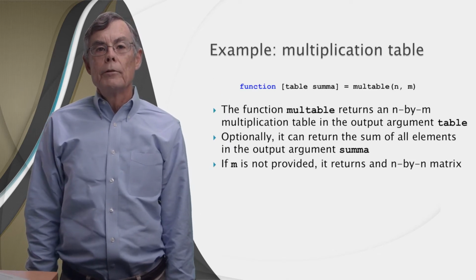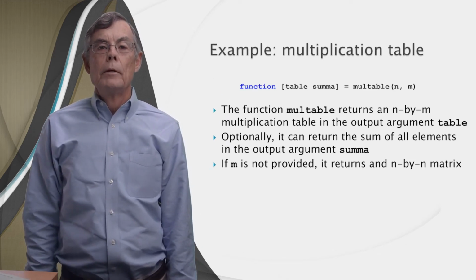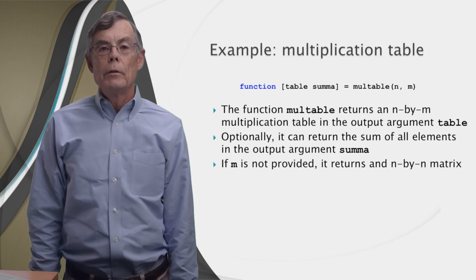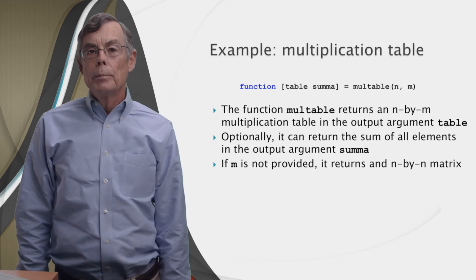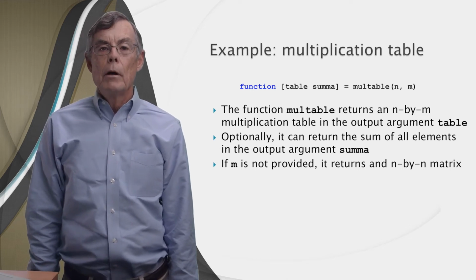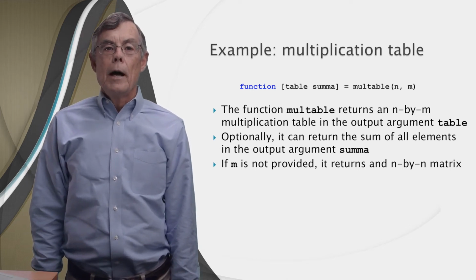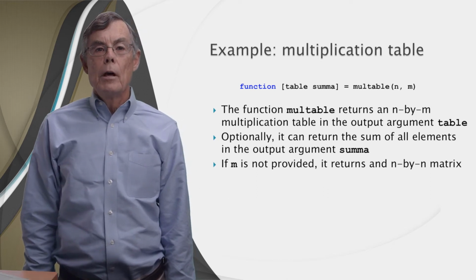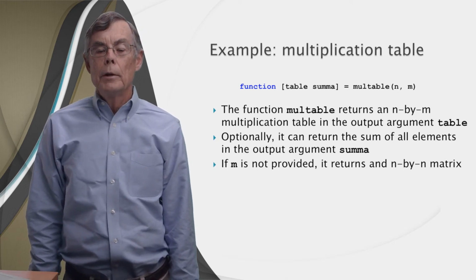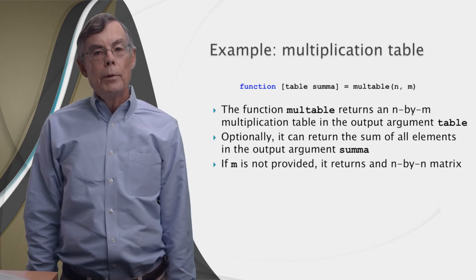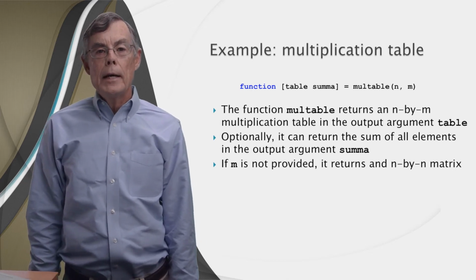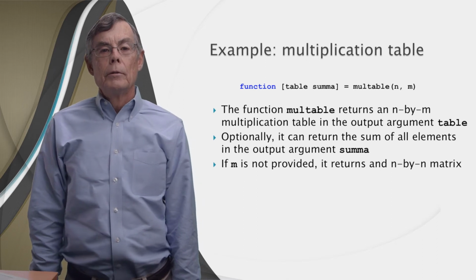Here's the function declaration of a function called multtable with 2 output arguments and 2 input arguments. It returns an n by m multiplication table in the output argument called table. Optionally, it can also return the sum of all elements in the output argument in the variable summa. If it's called with only one input argument, it returns an n by n matrix. So let's see the code.